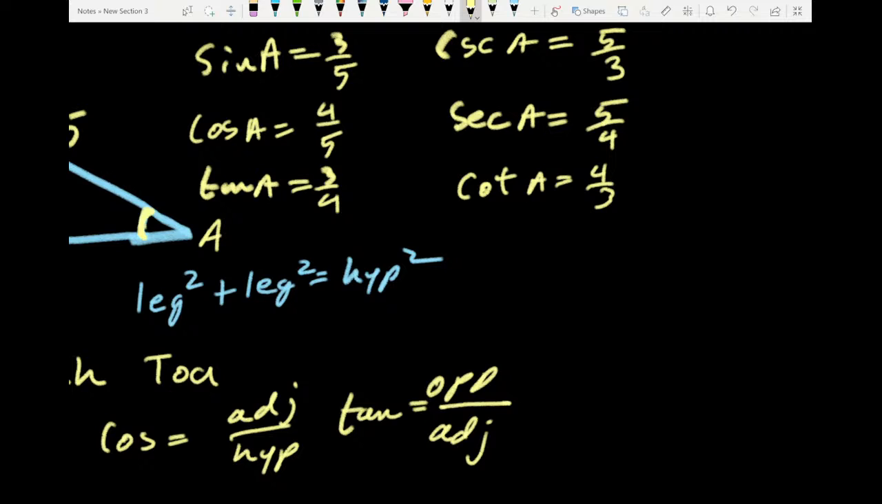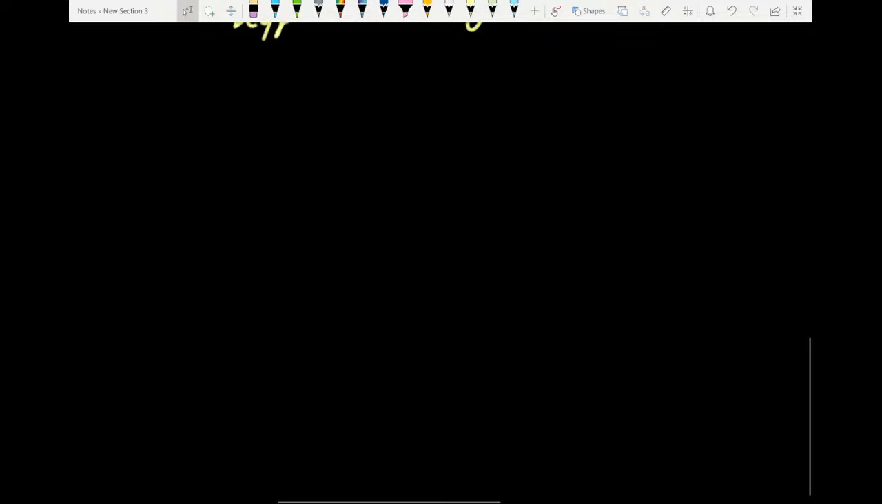So given this information, also make sure that your calculator is in degree or radian, whatever mode it may be. Make sure they're in those modes.